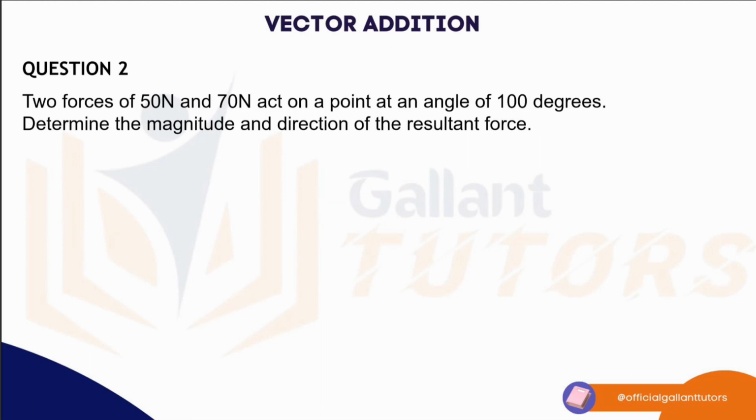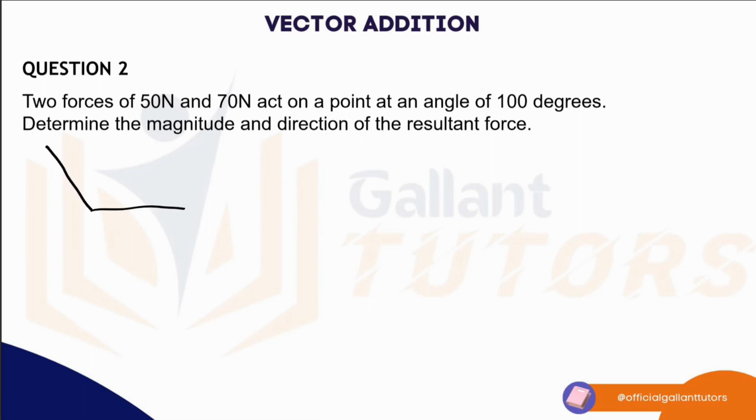So the next question. Two forces of 50 Newton and 70 Newton act on a point at an angle of 100 degrees. Determine the magnitude and direction of the resultant force. This is somewhat similar to what we did in the previous slide. Very simple. So I suggest you pause this video and try it on your own, then come back to it. Now let's proceed.